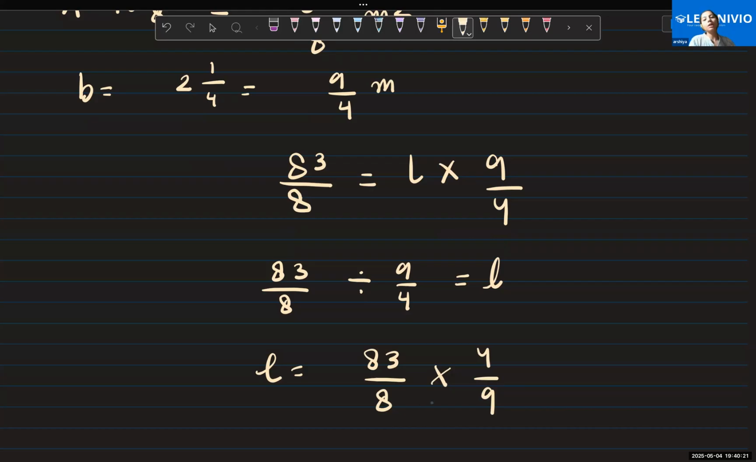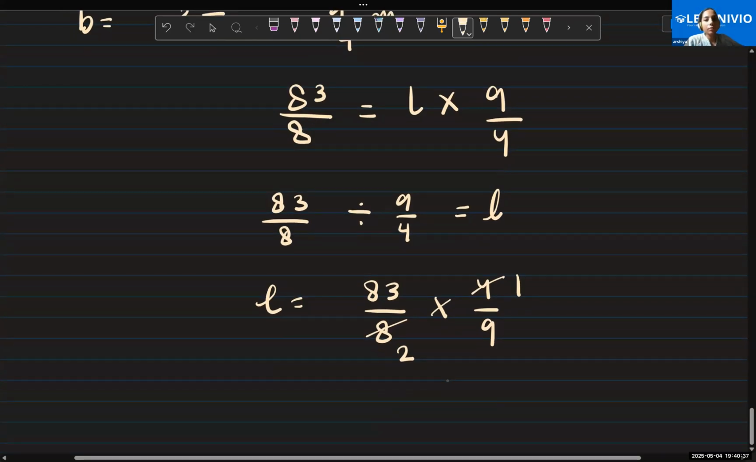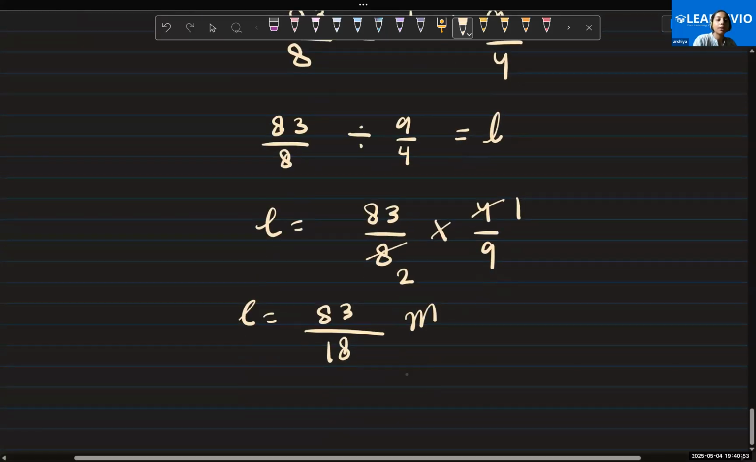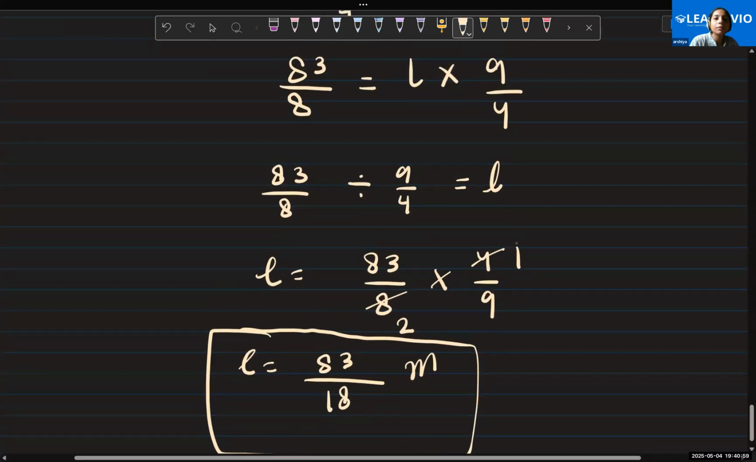Now I can cancel this out. 4 ones are 4 and 4 twos are 8. Is 83 in the table of 9? No, it's not, because 9 nines are 81. So 83 won't be there. Okay. So my answer will be 83 upon 18, because 2 nines are 18. This will be my answer. Okay. Clear? Yes. Write this down.